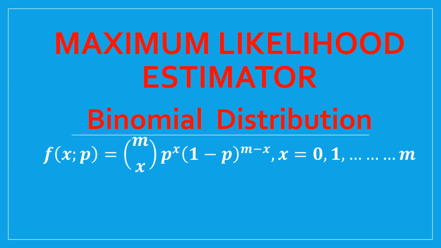Welcome to the lecture series on maximum likelihood estimation, and today I am going to discuss the maximum likelihood estimator for the binomial distribution. The binomial distribution has the probability mass function m combination x, p power x, 1 minus p raised to the power m minus x, with a range 0 up to m. So let us see how to find the maximum likelihood estimator for the binomial distribution.